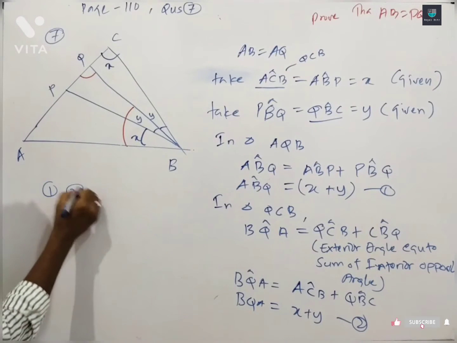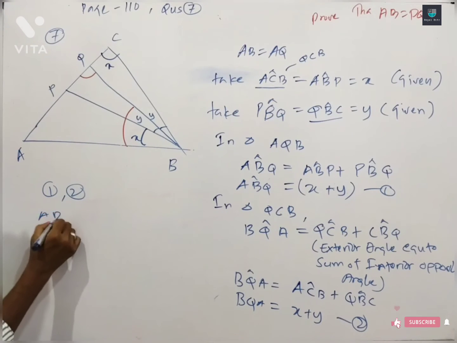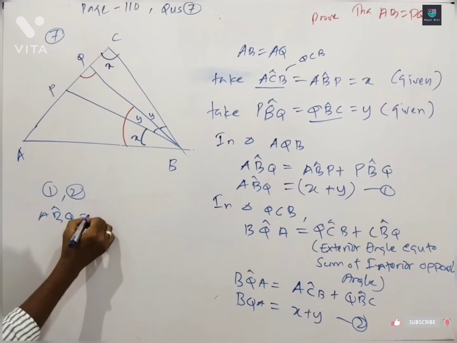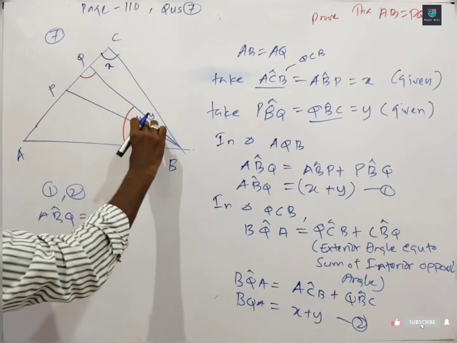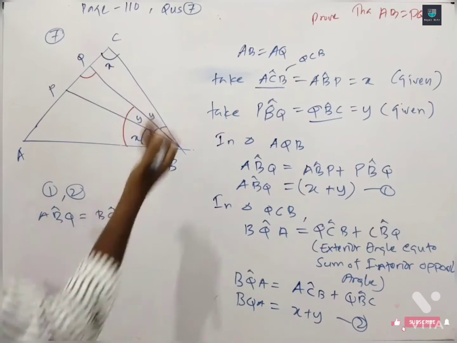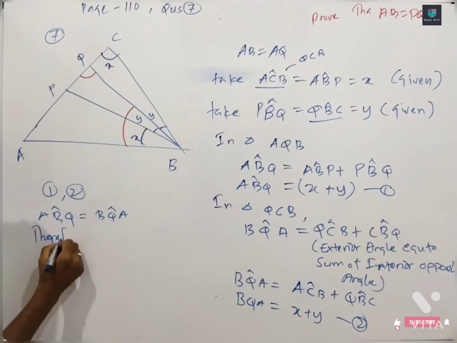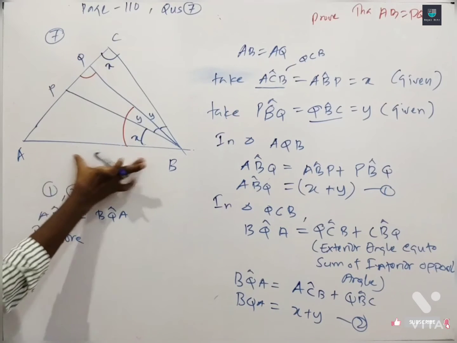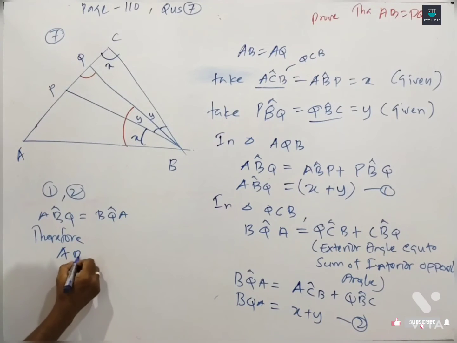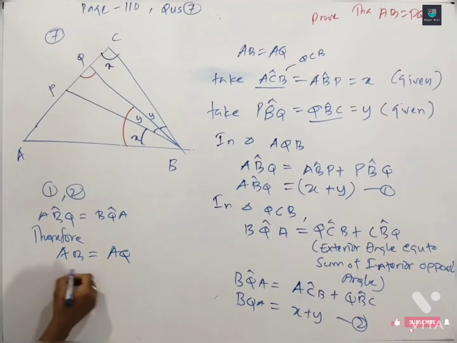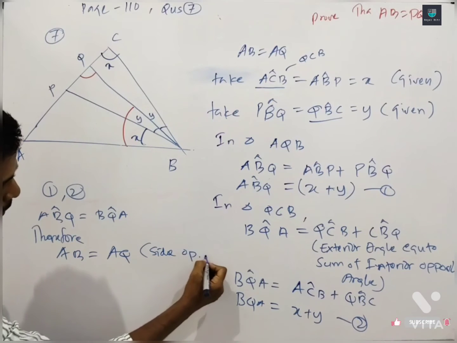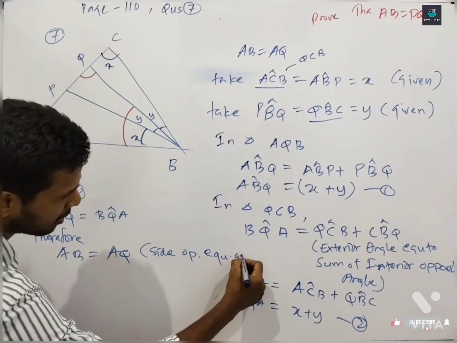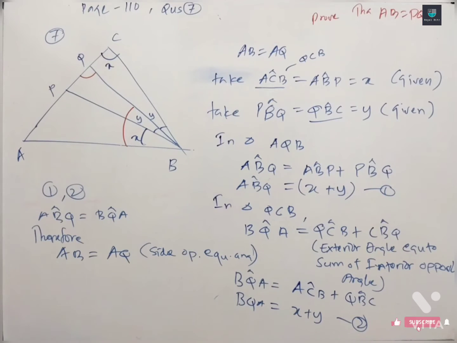From 1 and 2, what can we say? ABQ is equal to BQA. So now you have proved these two angles are equal. So therefore, AB is equal to AQ, very good. Therefore, AB equals AQ because sides opposite equal angles are equal. Okay, write down this: sides opposite equal angles.